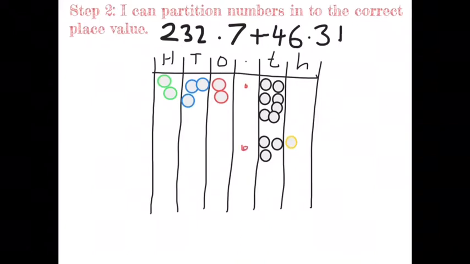Next one, we've got 6 ones. So we're going to need 6 of these counters. Okay, 6 counters there, so we've got 6 ones. And then finally we need 4 tens. Right, so we've got 4 tens, 4 counters there. We have no hundreds, so we're going to leave that column empty. Right, so we've done step 2. We've partitioned the numbers into the correct place value.